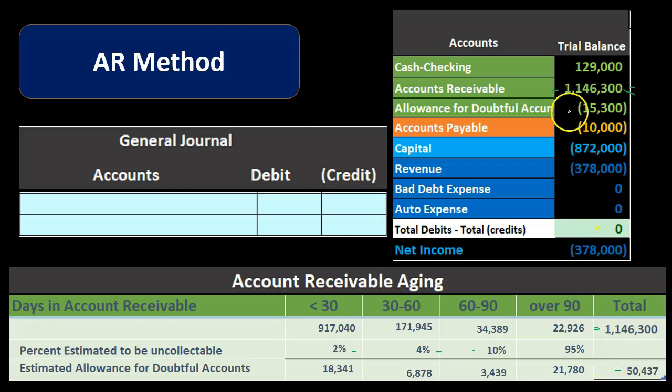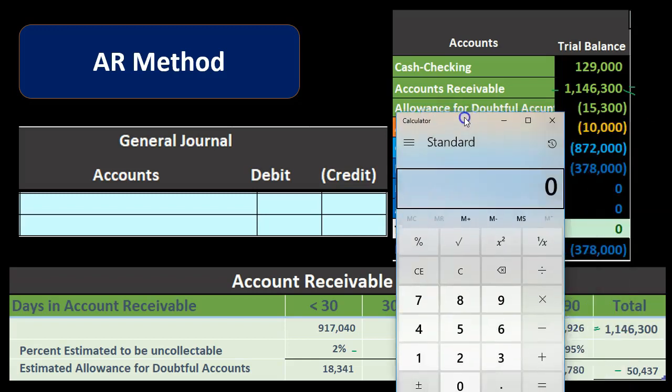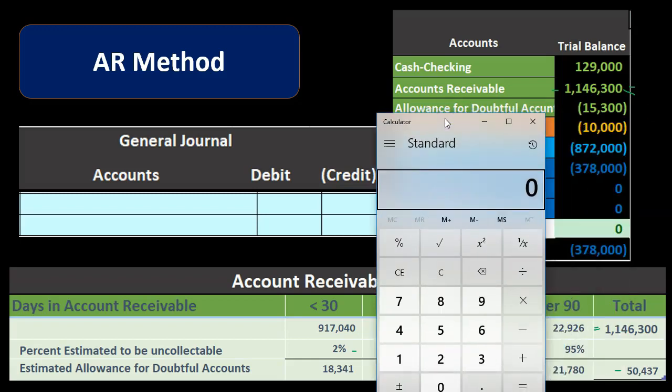Why is there something here already? Because it was just an estimate from last time period, and it's never going to be exact. It's just an estimate. So we're just updating what this allowance account should be based on our best guess. We think it should be that. Therefore, the adjusting entry, if we take out the trusty calculator, it's going to be the 50,437 minus the 15,300. That's how much it needs to be increased by.